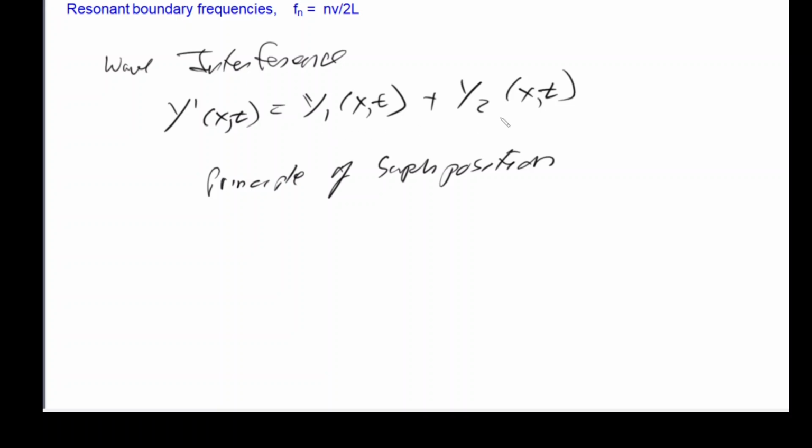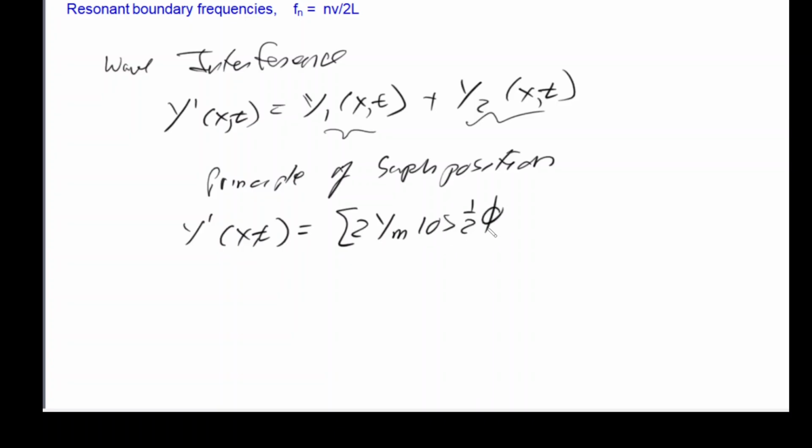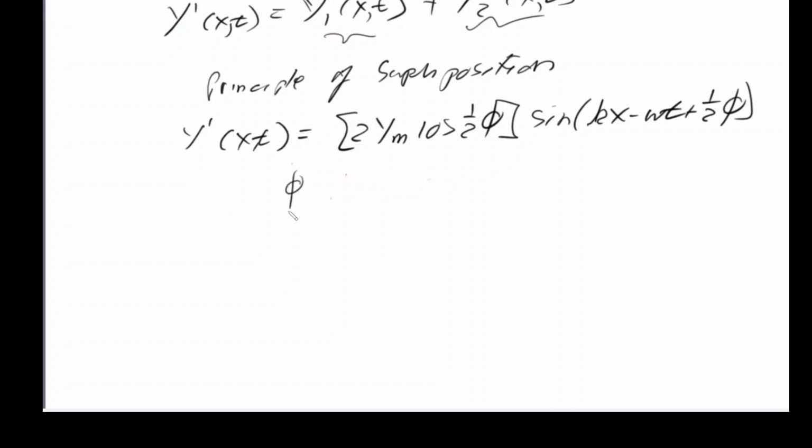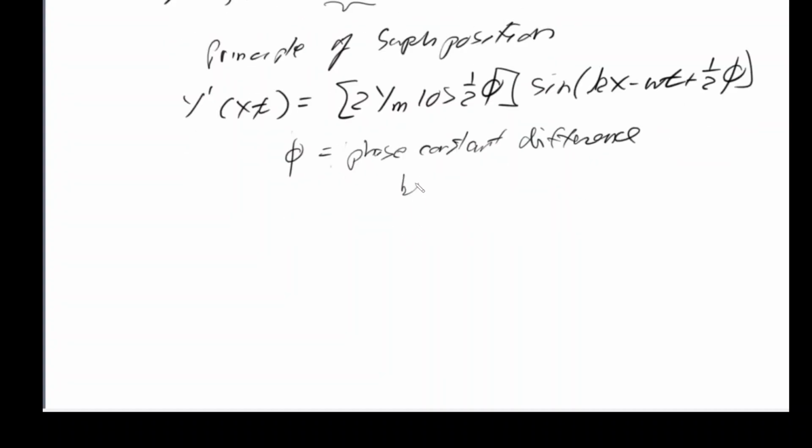So if we actually add up these values using the wave equation, we get y prime of x and t is equal to 2ym cosine 1/2 phi times the sine of kx minus omega t plus 1/2 phi, where phi is the phase constant difference between the two waves, y1 and y2.